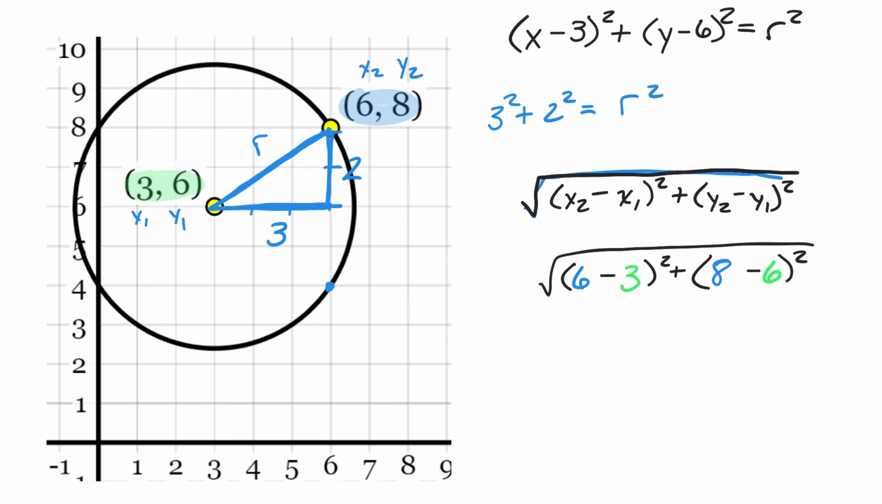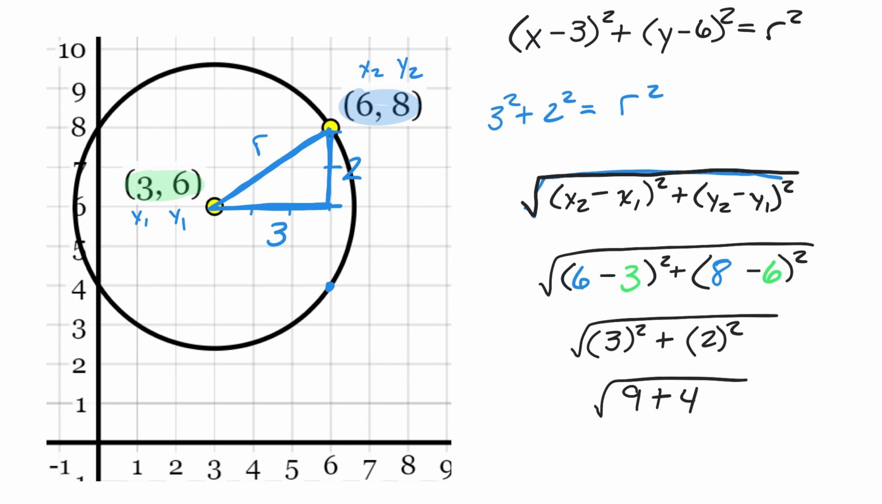And then from there, we simply just solve. So 6 minus 3 is 3, so this is 3 squared, plus 8 minus 6 is 2 squared. So we end up with the square root of 9 plus 4. So the radius is the square root of 13.